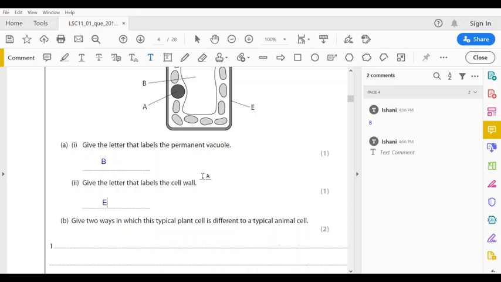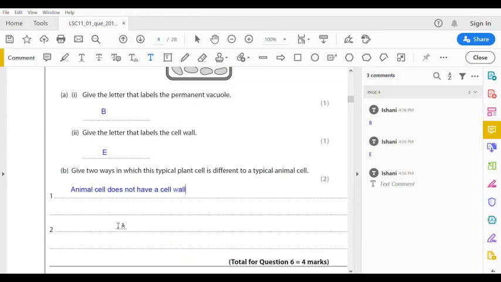Give two ways in which the typical plant cell is different to a typical animal cell. So you can say an animal cell does not have a cell wall. Or you can say an animal cell does not have chloroplasts. And you can say animal cells do not have a vacuole also.